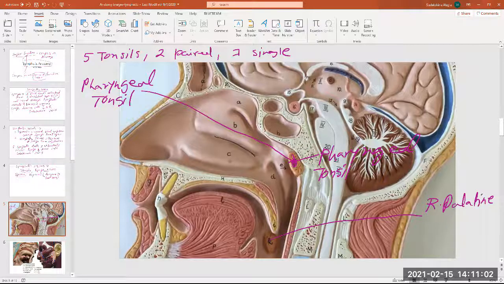Always left and right goes for bilateral. Okay. Lingual tonsil is at the base of the tongue. So I like to use this kind of like a little description.